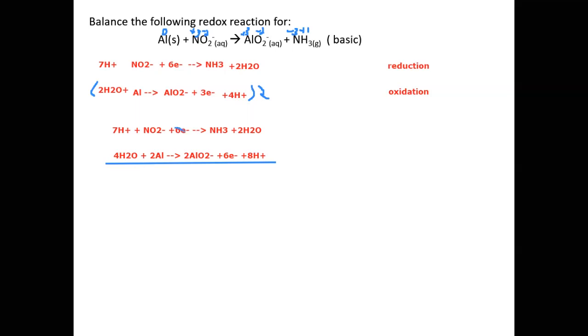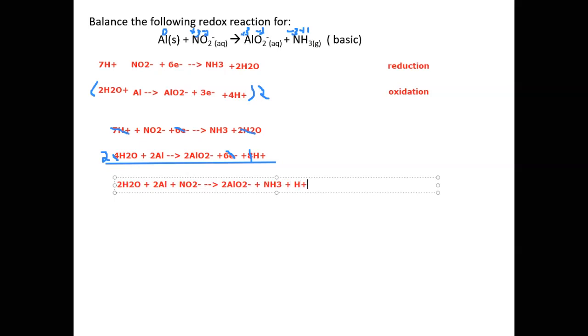So 6 electrons, 2H2O, get rid of 2 of those, 7H plus, we have 1H plus left. So our resulting reaction is 2H2O plus 2Al plus NO2 minus yields 2AlO2 minus plus NH3 plus H plus.